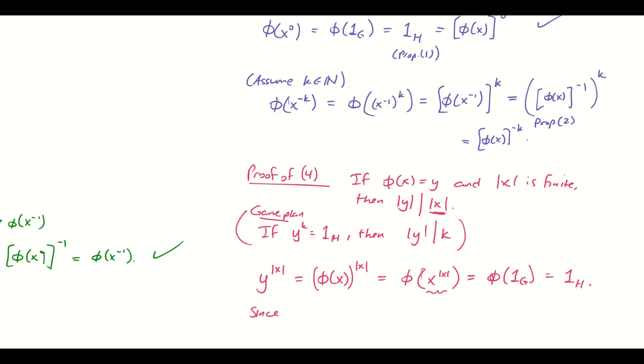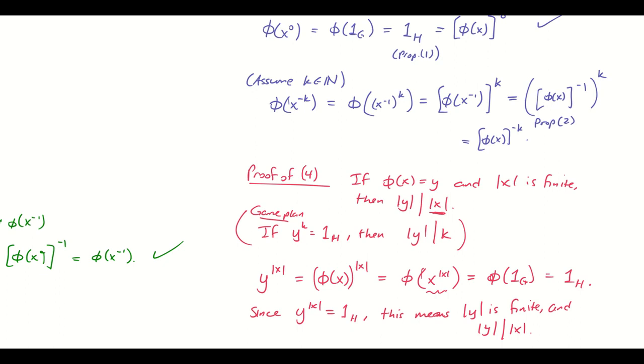So since y raised to this power is the identity of H, first of all that means that there is a finite positive integer power of y which is equal to the identity. So y has to have finite order. So I'm going to write that down. That means this is finite. And furthermore, by that theorem I just referenced, we know that the order of y has to divide the order of x, because this is an exponent that takes y to the identity. So it has to be divisible by the smallest exponent which takes y to the identity.